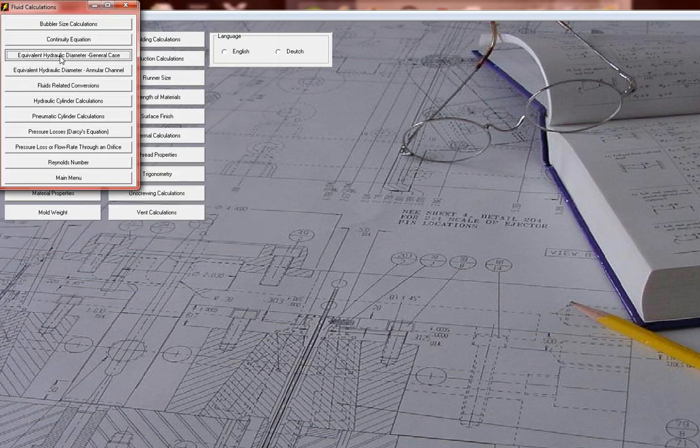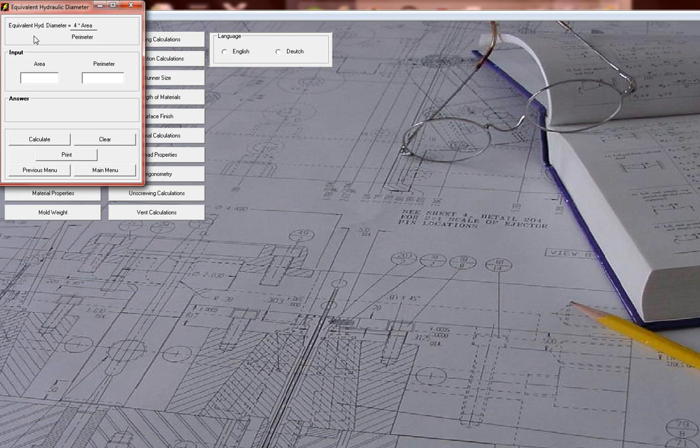We have equivalent hydraulic diameter. The premise of this, and this is already used quite a lot in the heating, ventilation, and air conditioning industry, is that they realize that a rectangular shaped duct does not have the equivalent flow capacity of a round duct with the same area because you have more perimeter, and that's the purpose of this. It's a simple calculation. 4 times the area divided by the perimeter tells you the equivalent diameter.